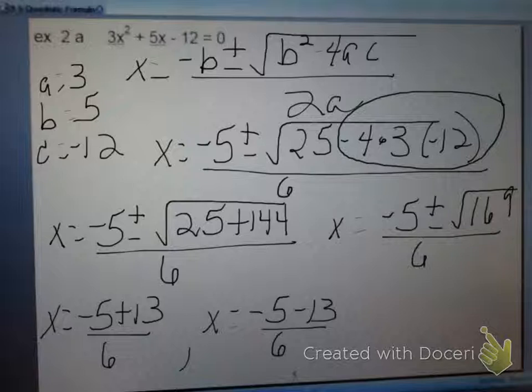So negative 5 plus 13 is a positive 8, and 8 over 6 reduces down to 4/3. And then x is equal to negative 5 and a negative 13, which is a negative 18 over 6, which is a negative 3. So there are your two answers.